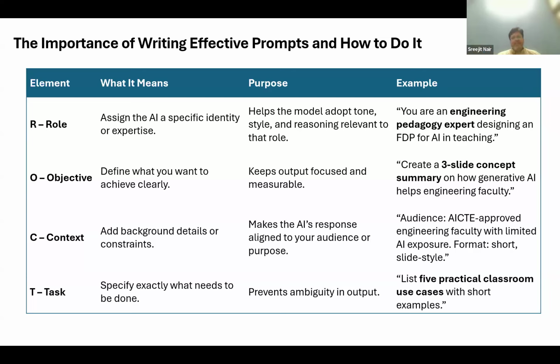An example can be, you are an engineering pedagogy expert designing an FDP for AI in teaching. If this is the role that is assigned, then comes the objective. The role is assigned, then what exactly to do? Define what you want to achieve clearly, keeping the output focused and measurable. For example, create a three-slide concept summary on how generative AI helps engineering faculty.